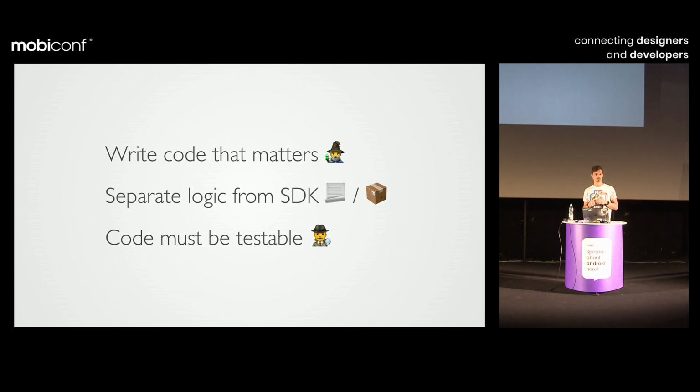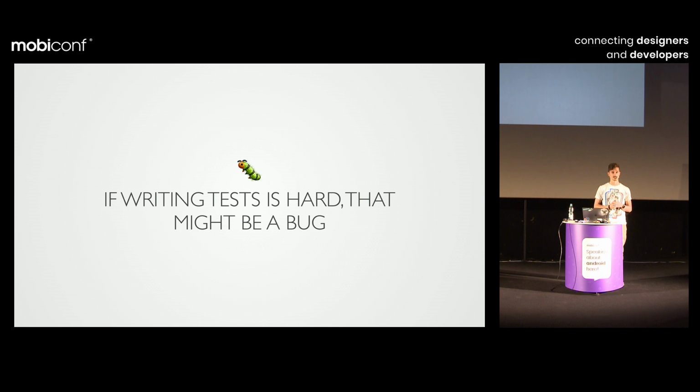Another one, stay away from the SDK. So it's about proper abstraction of the code. And the last thing, your code must be testable. Because if it isn't, this is probably a bug, either in your code or in the task specification.